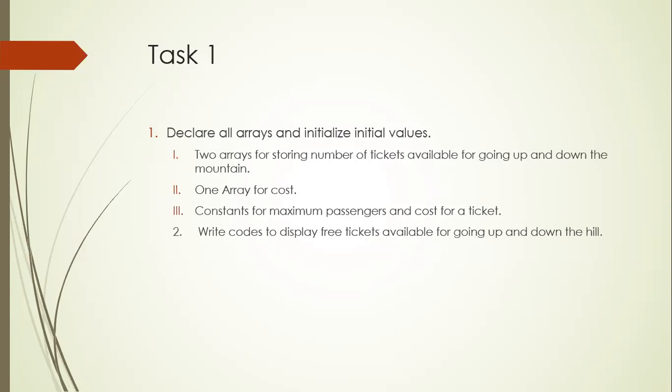Now for task 1, we're supposed to first of all declare and initialize all the different values that are needed. 2 arrays for storing the number of tickets available for going up and down the mountain, 1 array for cost, and the required constants if needed for the cost and maximum passengers in a particular coach. Then we'll write code to display free tickets available for going up and down the hill.